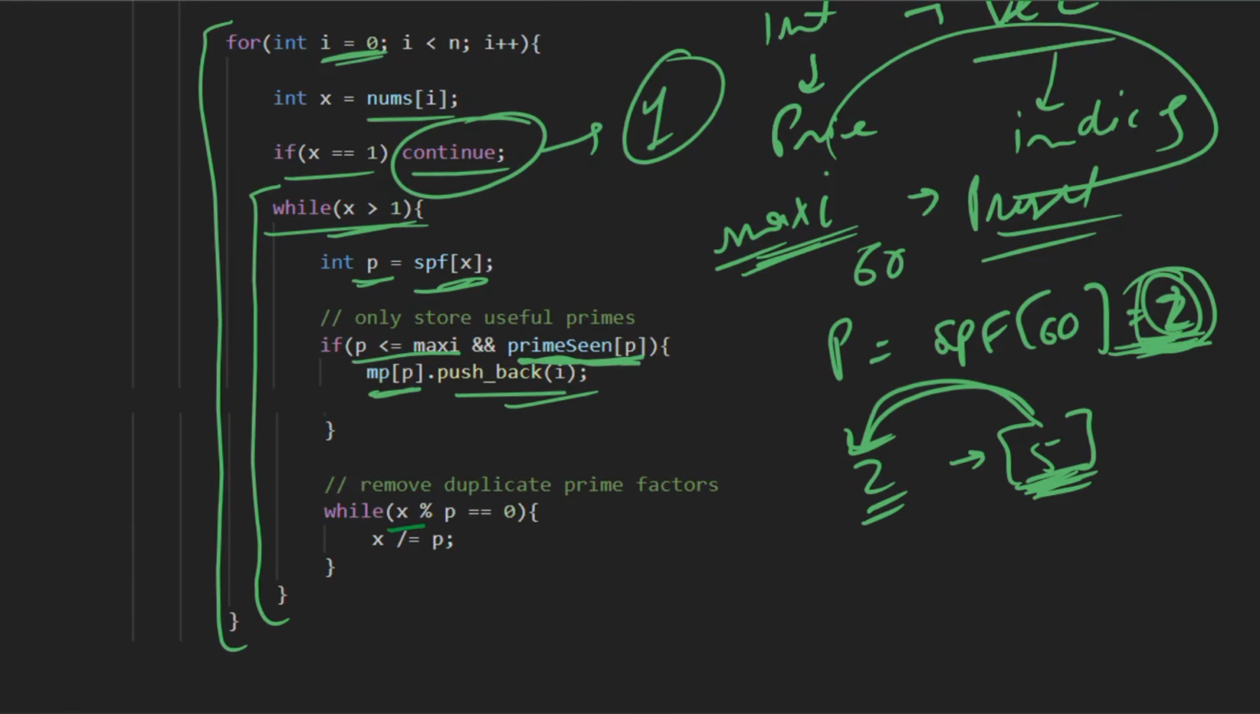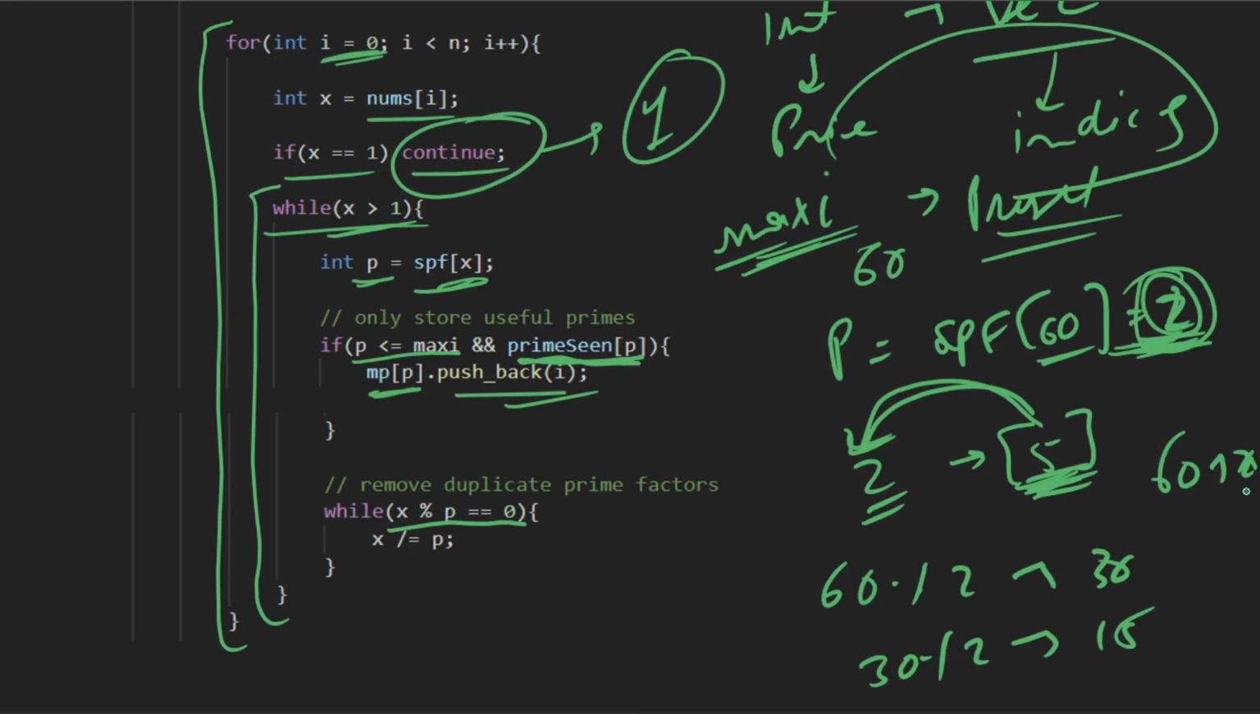And then we remove the duplicates. So see, we have 60, so 60 modulo 2 is 30, again 30 modulo 2 is 15, so 60 has 2 into 2, right? So 2 is appearing 2 times, so we remove the duplicates, right? So this way we'll build our mapping using this function.